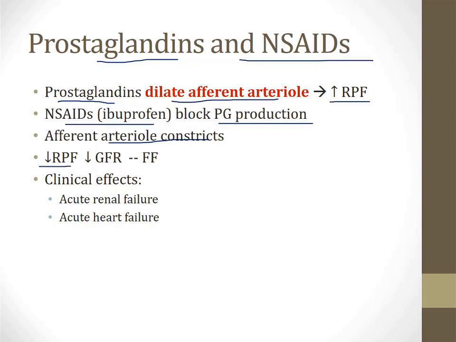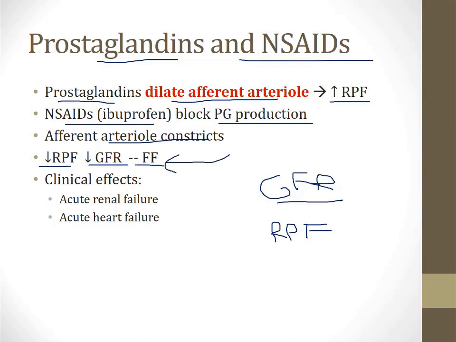Because less plasma goes into the kidneys, there will be less filtered at the glomeruli, and the GFR will fall. The filtration fraction, like I told you earlier, is equal to the GFR divided by the renal plasma flow. And because both of these variables decrease in the setting of NSAIDs, you will see no change in the filtration fraction. And they'd like you to know these effects for your boards.